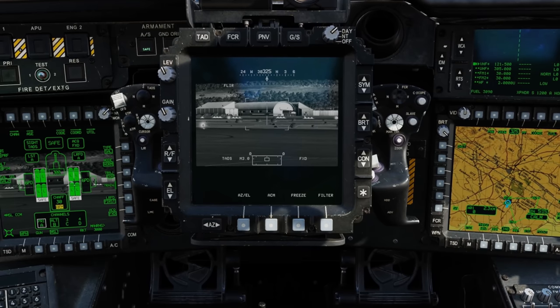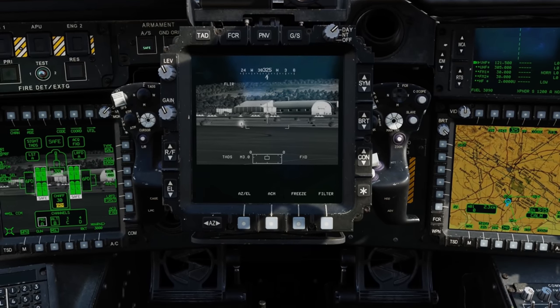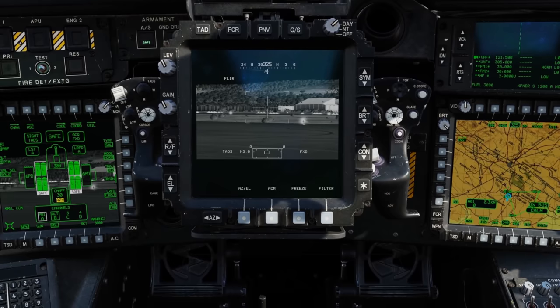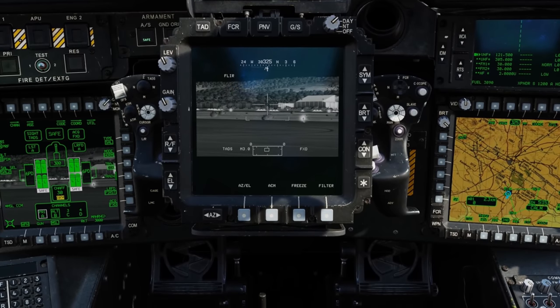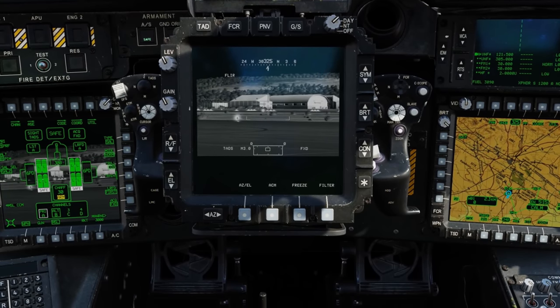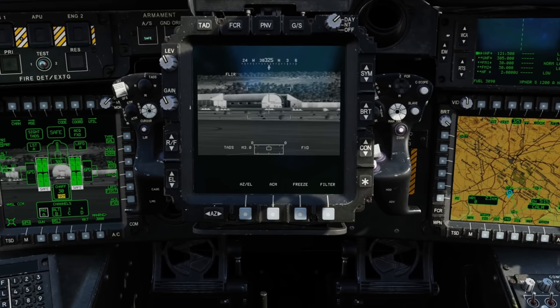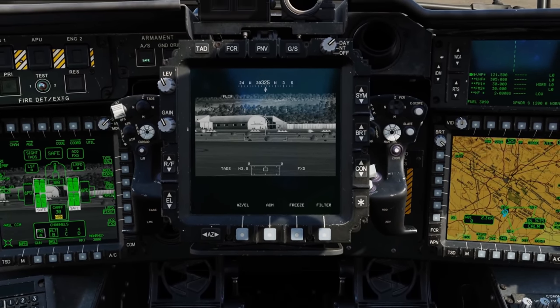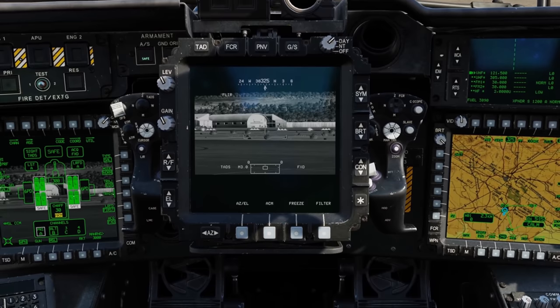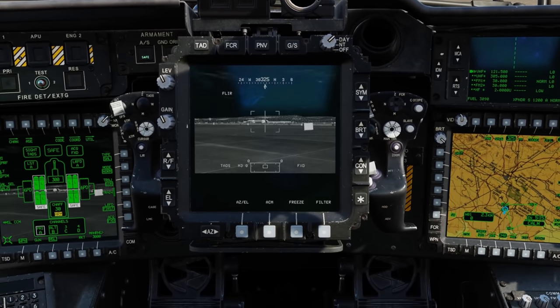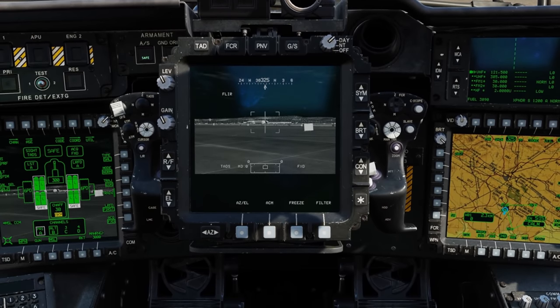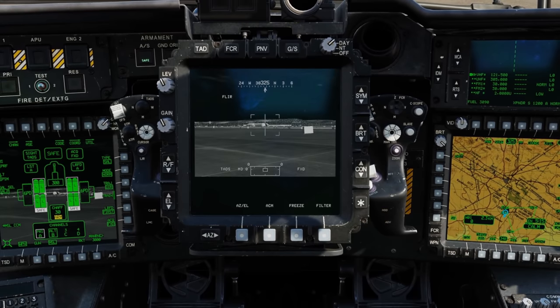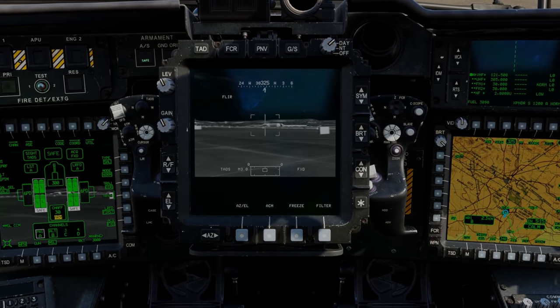If he sees something and he says, gunner, target my line of sight, you can quickly hit that slave button. And immediately the TADS is going to go directly to where he is looking. Now, you need to be quick on this. Hit the slave button, let the TADS move to that spot, then hit the slave button again, because it's tied to his head. So if he needs to suddenly turn his head for whatever reason, the TADS is just going to keep slewing with him. So that's where that crew coordination comes into play.